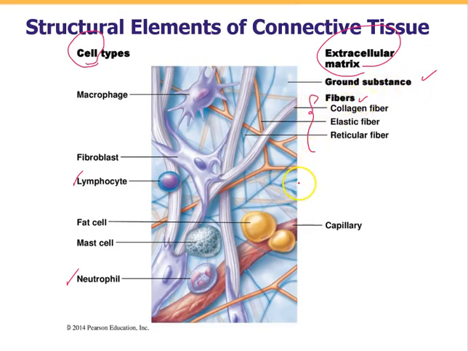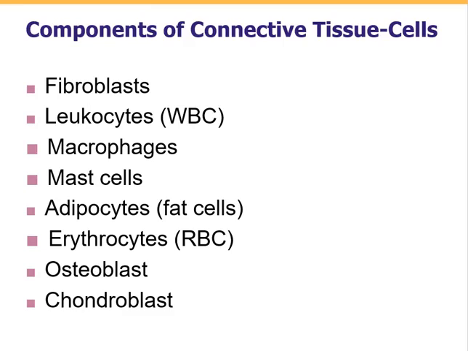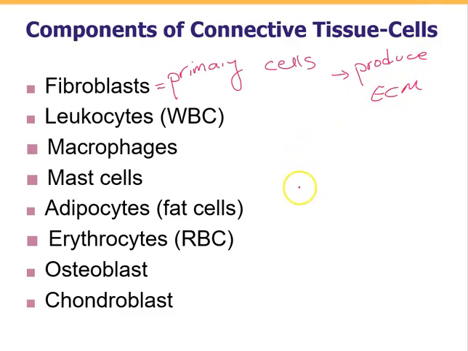Fibers found in the connective tissue can be collagen fiber, elastic fiber, and reticular fiber. And look at this. In the connective tissue, we have capillaries, blood vessels, and nerves. So one more time, let's go over the components of connective tissue, or the cells that can be found in connective tissue. We have fibroblasts. Don't forget, fibroblasts are the primary cells of the connective tissue which are responsible to produce the extracellular matrix of the connective tissue.